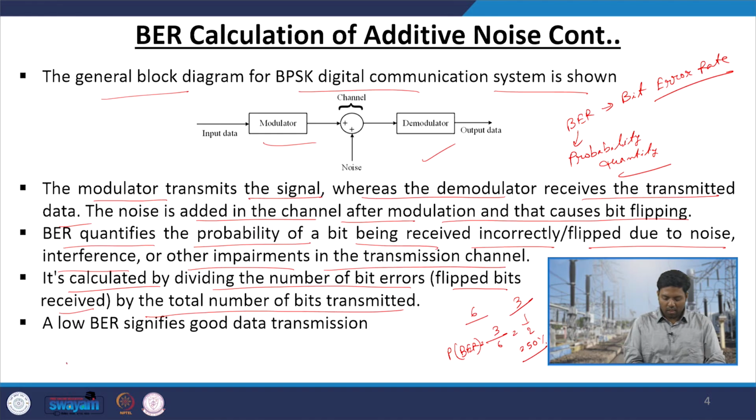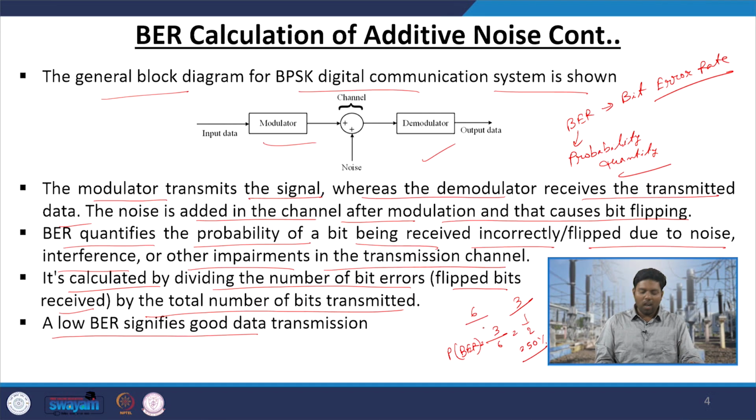Okay. A low BER signifies good data transmission, that is obvious. That means if it is reduced, like you have, let us say, only one bit of data flipped, then that is a 1 by 6 probability. So, that is good, there is only one bit flipping. If there are more, like 4, 5, then that means the error in the data is more. So, that is bad.